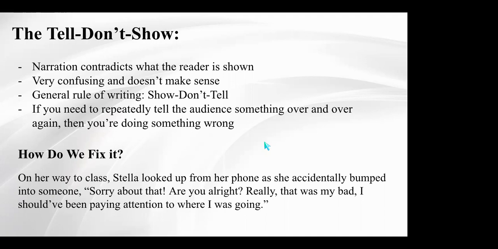This is literally 1 sentence that replaces the 3 sentences we're writing. On her way to class, Stella looked up from her phone as she accidentally bumped into someone. "Sorry about that. Are you all right? Really, that was my bad. I should have been paying attention to where I was going."